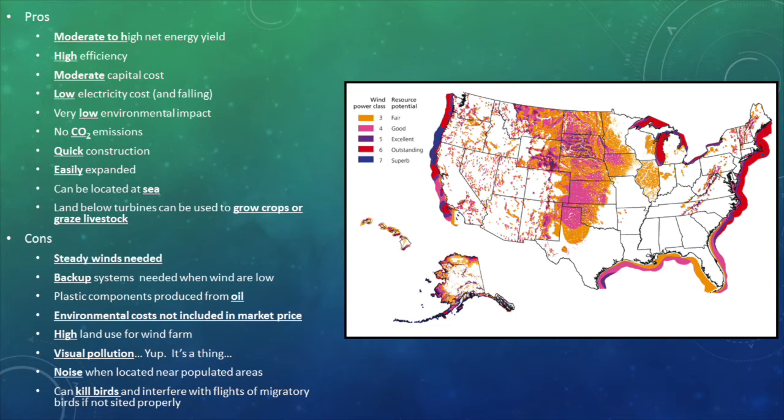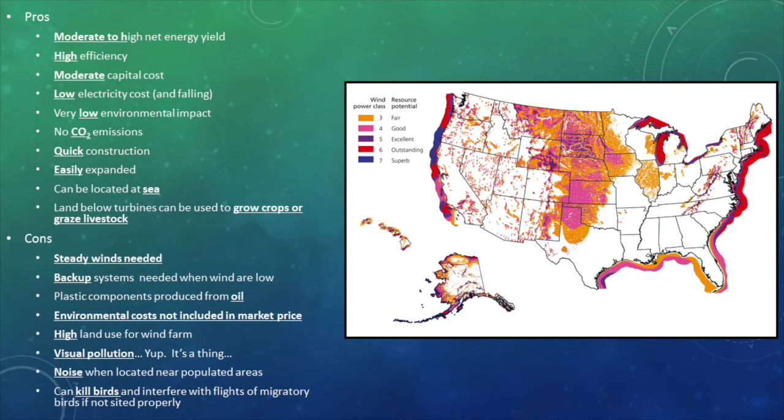We'll start with the pros. There's a moderate to high net energy yield. We have a high efficiency. It's moderate capital cost. There's low electricity costs, and it is falling over time as we have better technology that's also cheaper. There's a very low environmental impact.